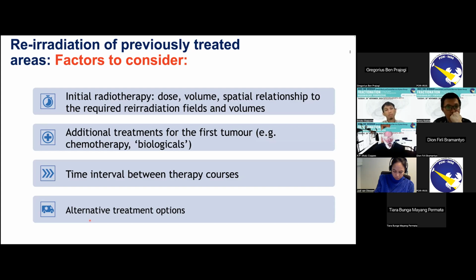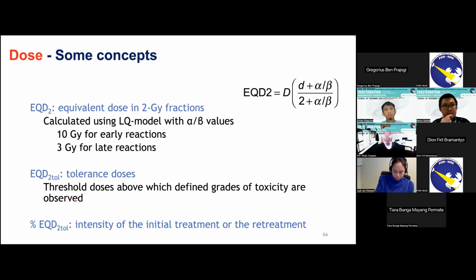So before you decide to re-irradiate, you have to look at the initial radiotherapy. You have to see the doses that you gave, the volume that you irradiated, and the spatial relationship to the required re-irradiation field and volumes. This seems logical. Also, you have to include whether or not the initial treatment was done with extras like chemotherapy and biologicals, which may also influence your tumor. But most important is that you assess the time interval between things, because it's not trivial to do a re-irradiation in your patients.